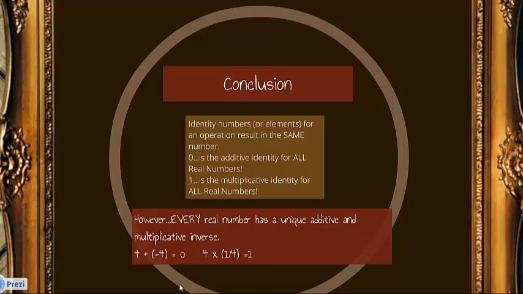Again, notice by adding additive inverses, you get the additive identity 0. And by multiplying multiplicative inverses, you get the multiplication identity 1. So again, nothing to shock your system. It's just giving names to these common results that you're used to.